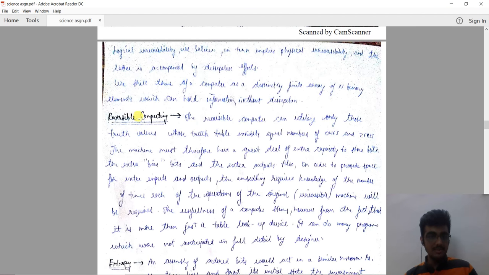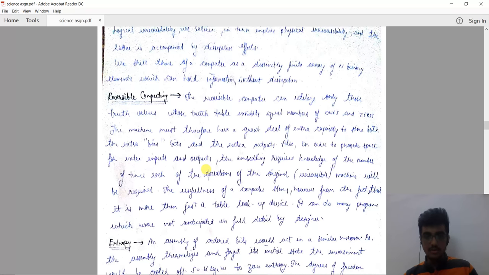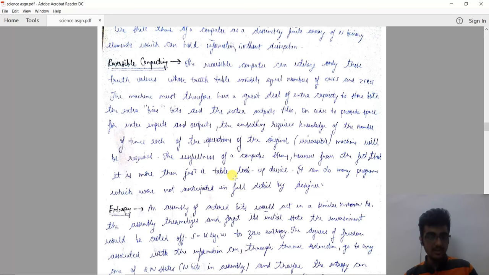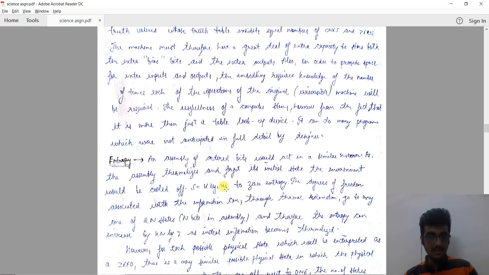Reversible computing. The reversible computer can utilize only those truth functions whose truth table exhibits an equal number of ones and zeros. The machine must therefore have a great deal of extra capacity to store both extra bias bits and the extra outputs. Also, in order to provide space for extra inputs and outputs, the embedding requires knowledge of the number of times each of the operations of the original machine will be required. The usefulness of a computer stems, however, from the fact that it is more than just a table lookup device. It can do many programs which were not anticipated in full detail by the designer.